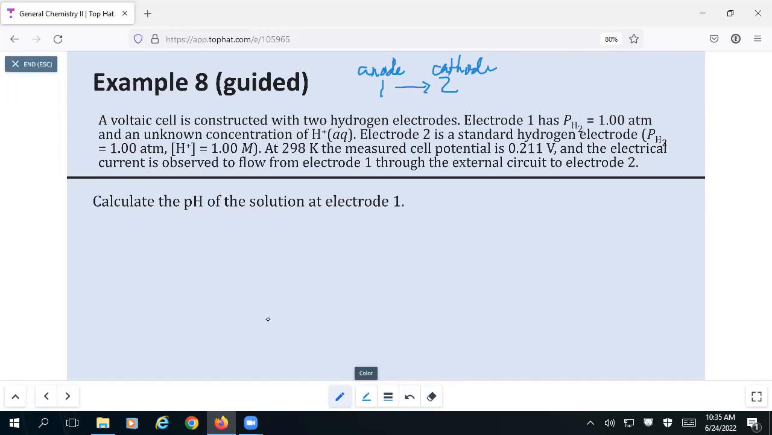Because on the surface, we're not going to get a whole lot out of the balanced chemical equation, because the balanced chemical equation appears to be identical on both sides. But with this information about which one's the cathode and which one's the anode, we can get a little bit better information.